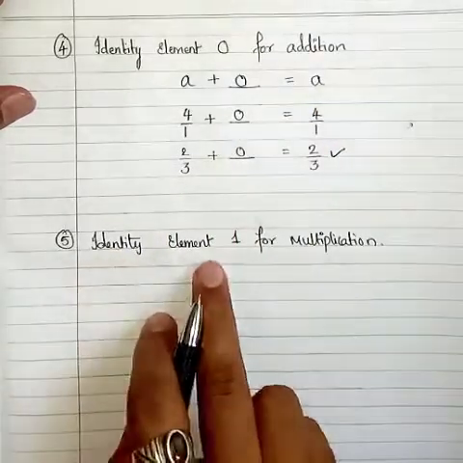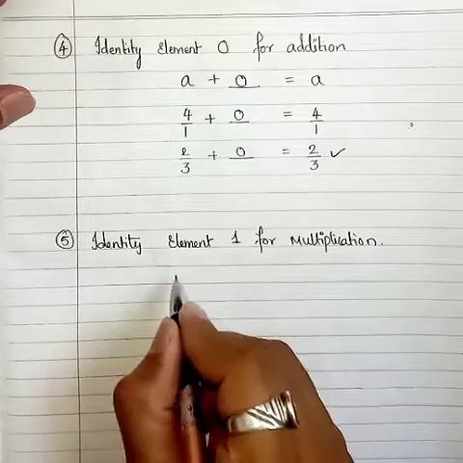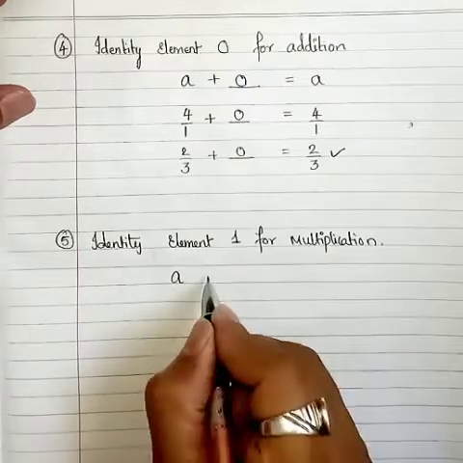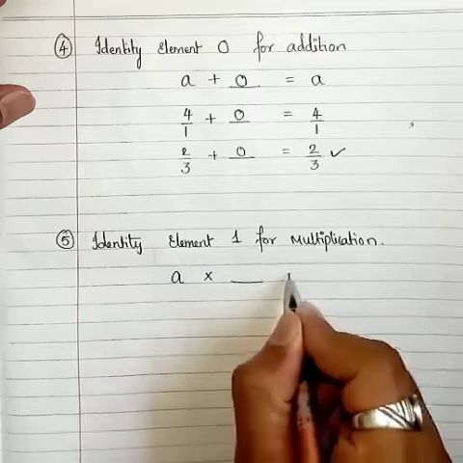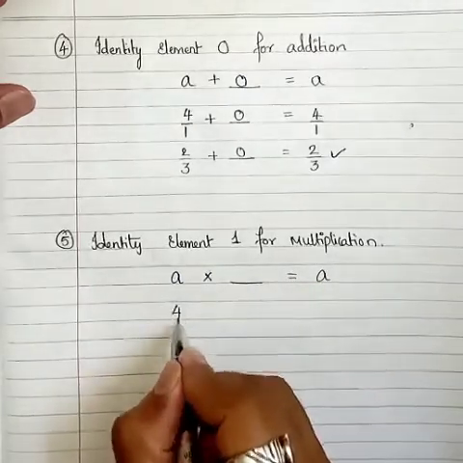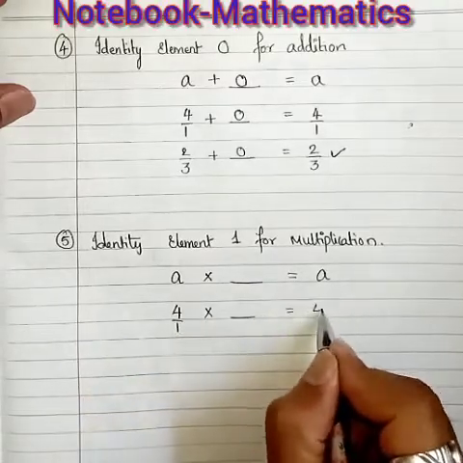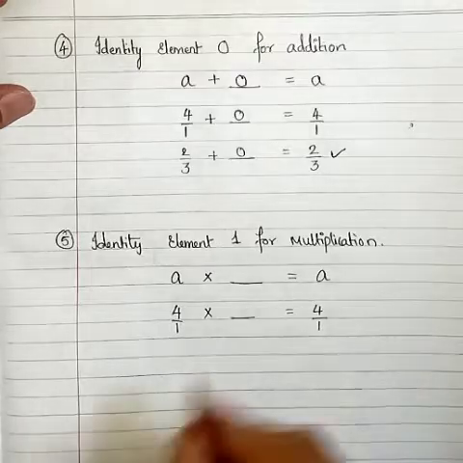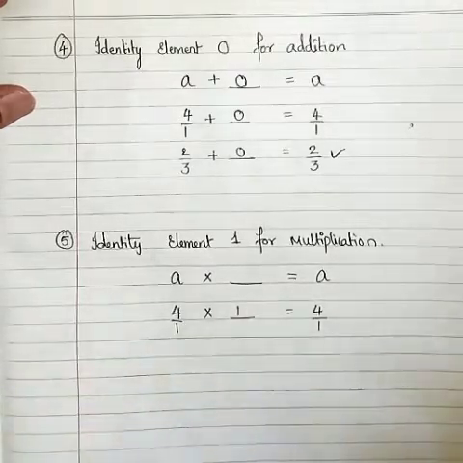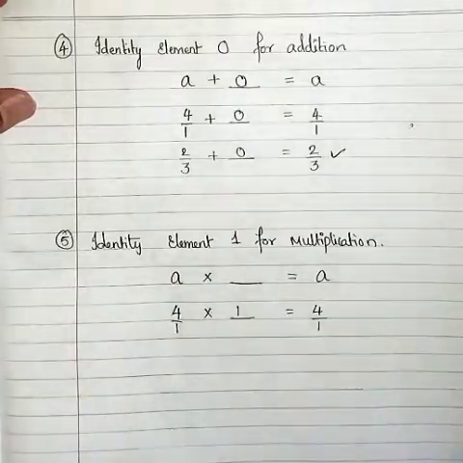Similarly identity element 1 for multiplication. Suppose that a is any rational number और मैंने कहा कि इसमें कुछ नंबर मल्टीप्लाई करना है कि आंसर a ही रहे. ऐसे ले लेते हैं इसको, 4 कोई रैशनल नंबर है और उसमें कोई नंबर मल्टीप्लाई करना है और आंसर 4 ही रहना चाहिए. सो 1 है, 4 1s are 4, 3 कोई रैशनल नंबर है तो 3 1s are 3, 2 कोई रैशनल नंबर है 2 1s are 2, राइट.